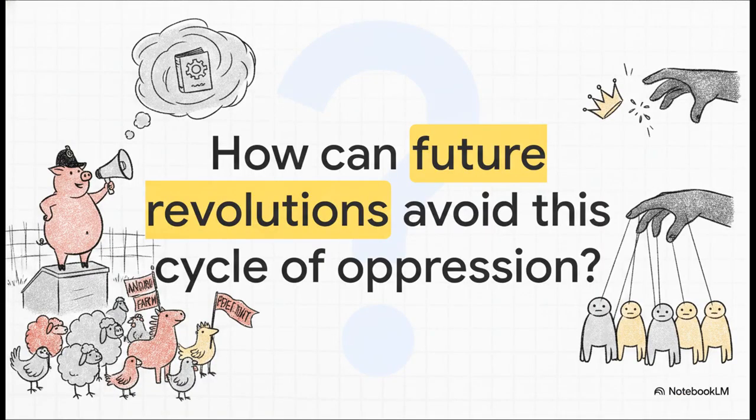And that leaves us with a final, really provocative question to think about for your exam essays. If the animals simply traded one tyrant, Mr. Jones, for another tyrant, Napoleon, how can future revolutions avoid this brutal cycle of oppression?